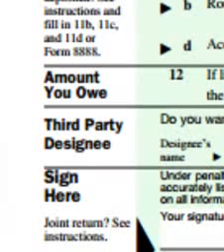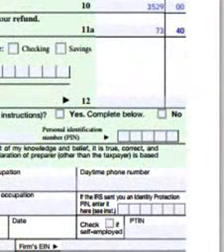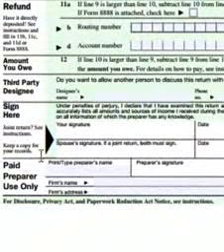The next section on this form is for third-party designees. Okay, this means that you're going to allow another person to discuss your tax return with the IRS. If you want someone else to be able to speak with the IRS, then you're going to check yes and you're going to fill out this section. Most likely you are never going to check yes for this because you're going to want to talk to the IRS yourself.